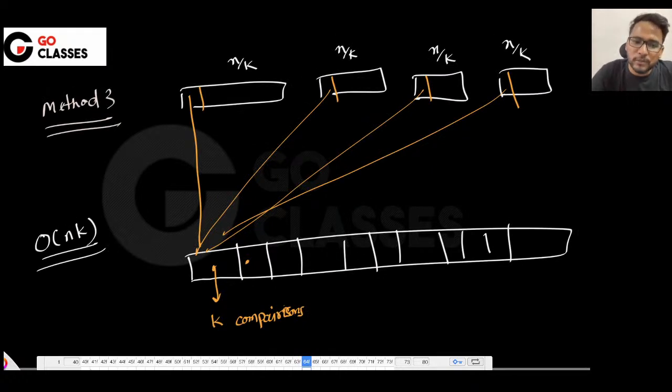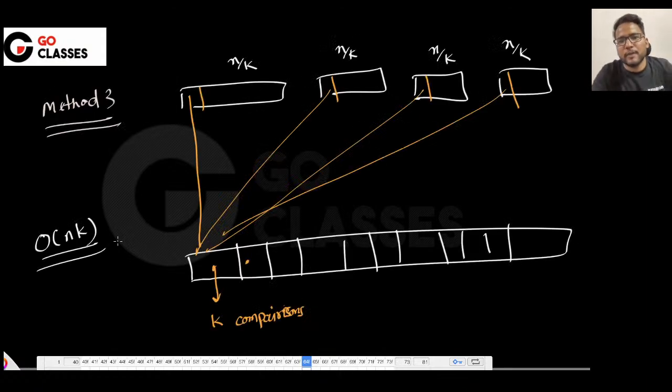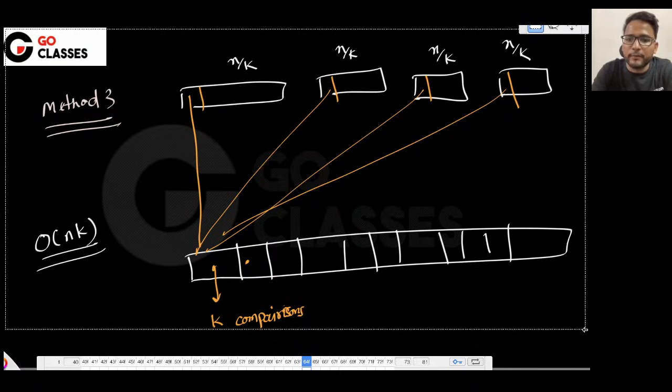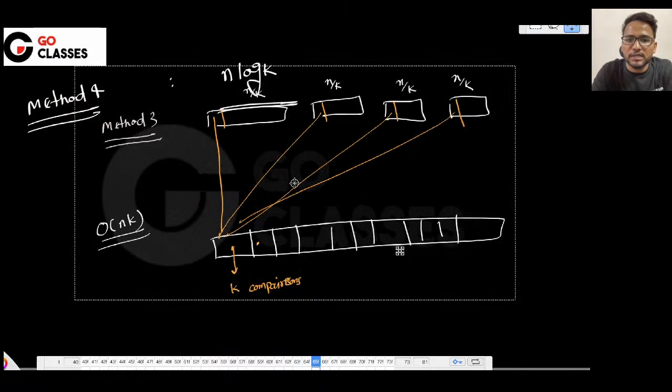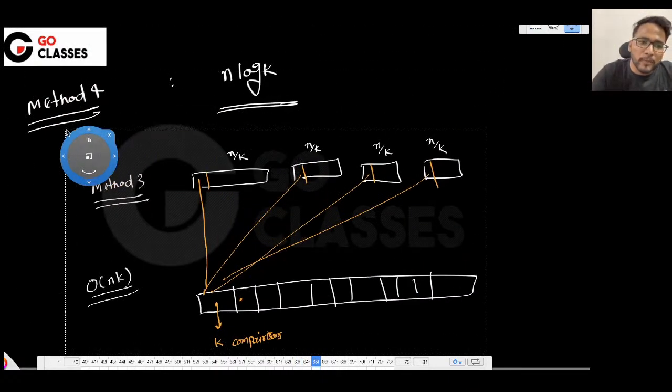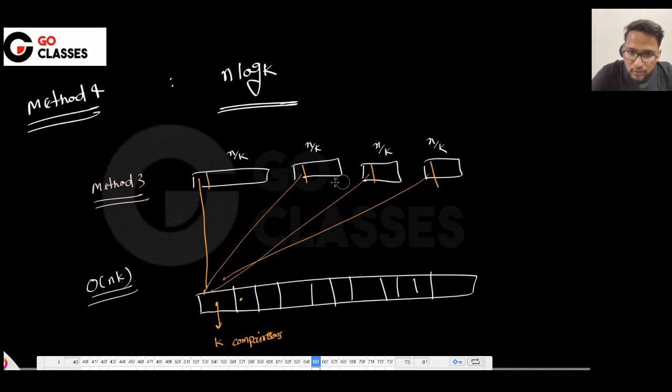Now let's go to another method, let's call it method 4. Let me reveal that the time complexity here is going to be not nk, it is n log k. But the idea will remain the same. The idea of method 3 and method 4 are the same, which means in method 4 also I will be comparing all the elements, but instead of having time complexity k for each of these comparisons, I will be doing just log k.